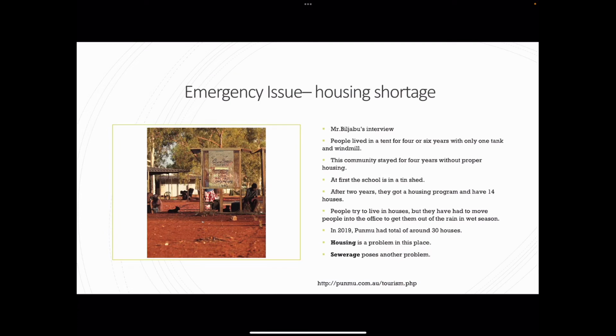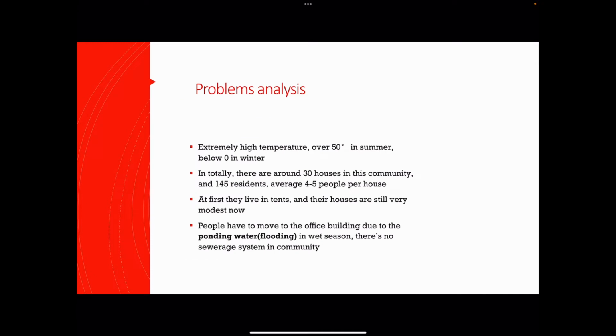In Mr. Bujabu's interview, I found the emergency problem is housing shortage there. 145 people, but a total of 34 houses. The housing density is 4.3 people per house. In raining days, people have to move to a higher place because of the flooding due to the lack of sewers. Here is a problem analysis of Palm Island: extremely high temperatures, lack of houses, and flooding.